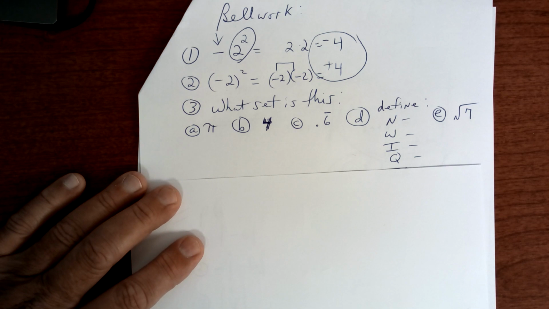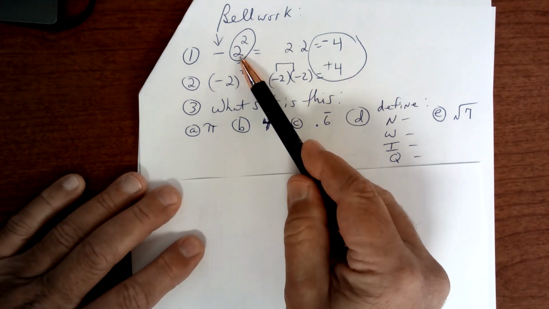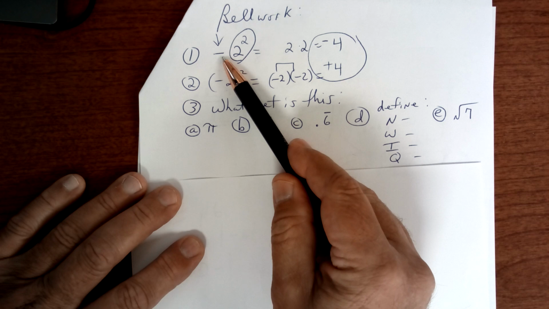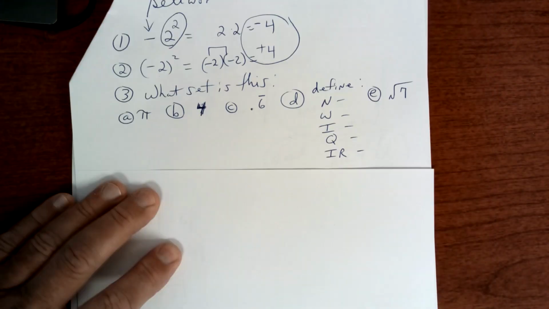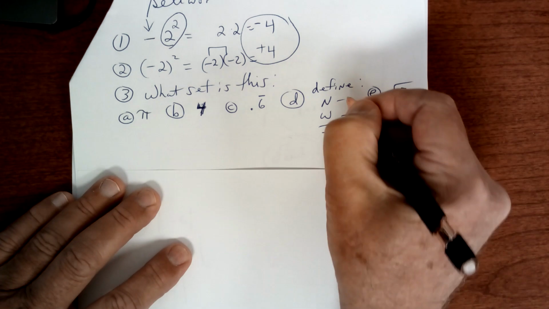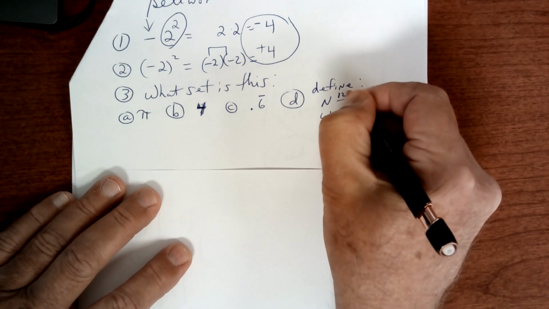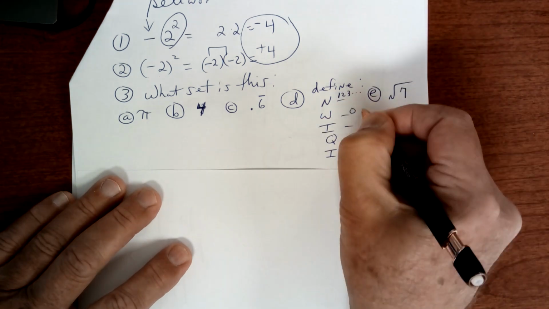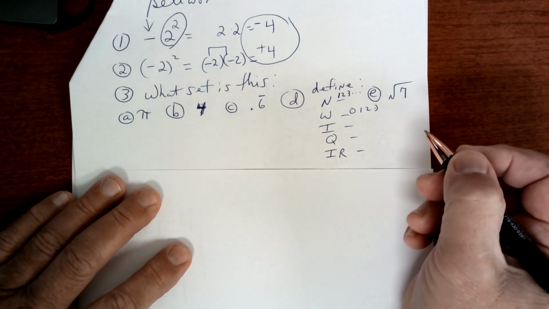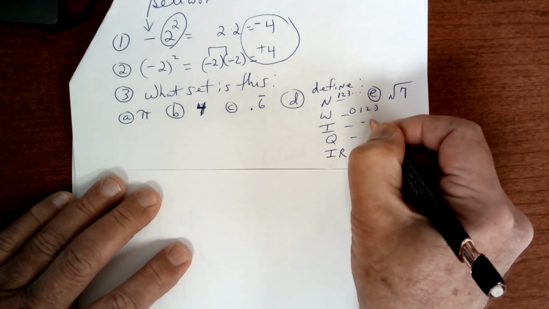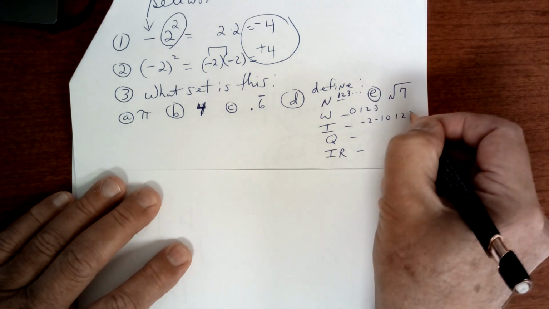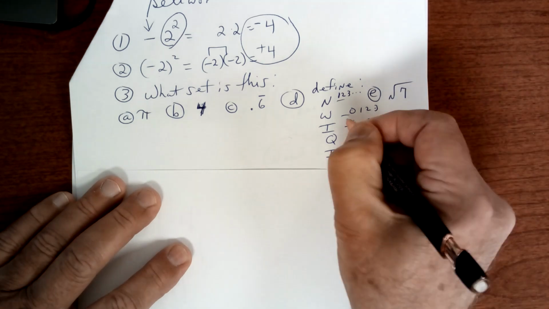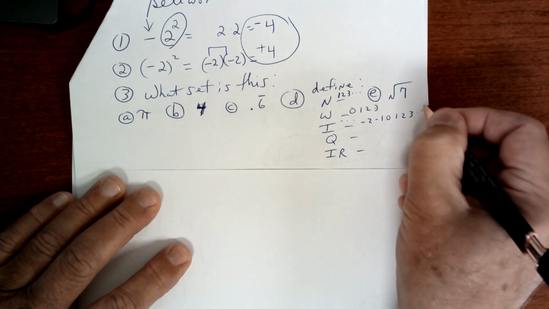This one, only the number is squared, not the negative. Okay, so let's talk about what these sets are. Well, natural numbers start off with 1. So write this down. Whole numbers start off with 0. Integers have negative numbers and positive numbers along with 0, and they keep going. That's what those dots mean.